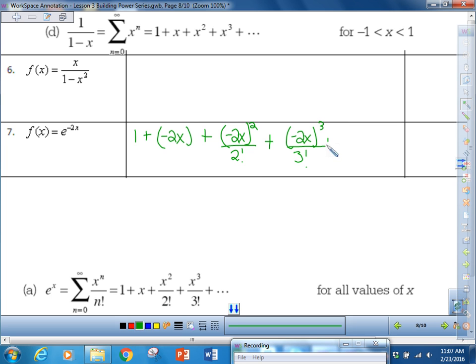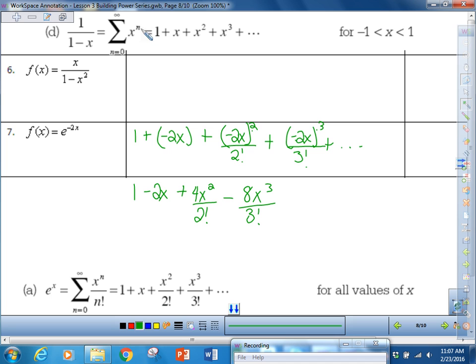The reason I want to do this is because I want to show you that when this becomes negative 2x, this creates an alternating series. So this would become 1 minus 2x. Now because I'm squaring this, this will now become positive. So this would be plus 4x squared over 2 factorial. And this, because I'm cubing it, becomes negative again. So this is negative 8x cubed over 3 factorial. So this has become an alternating series.